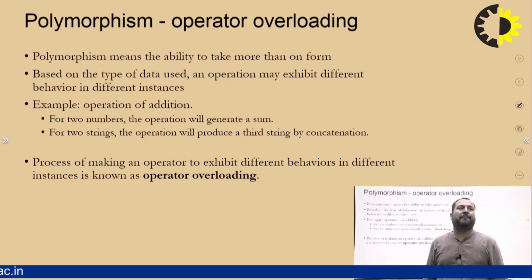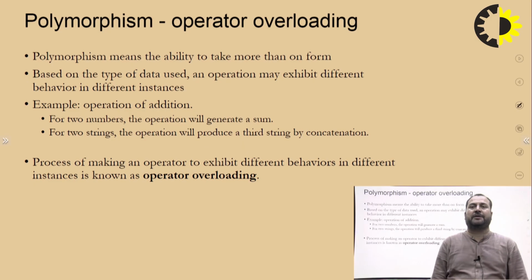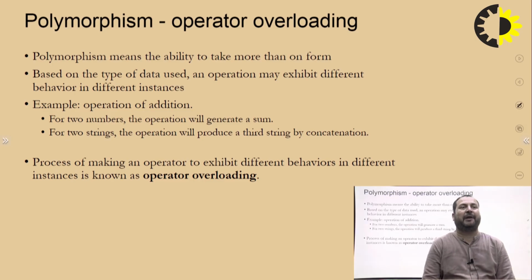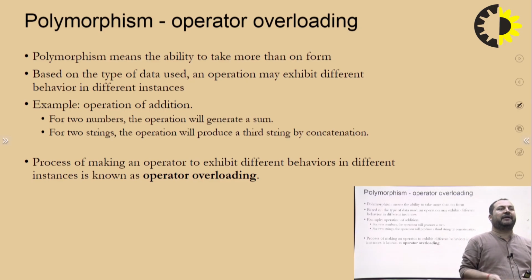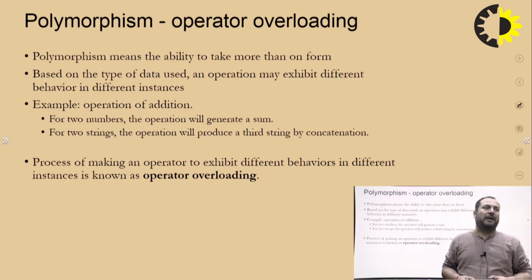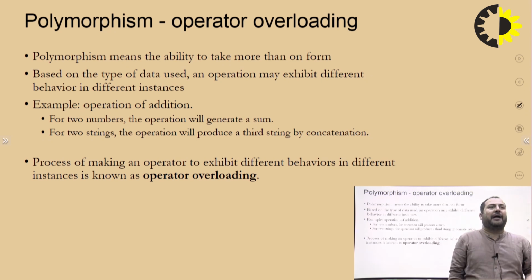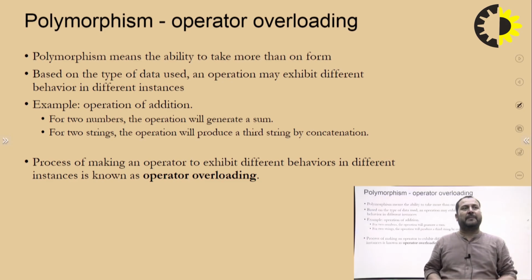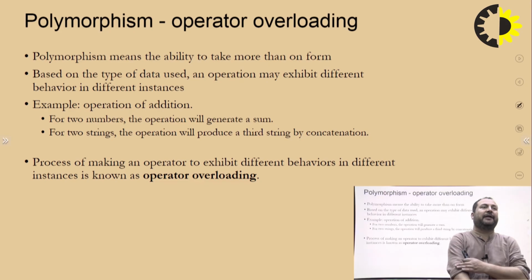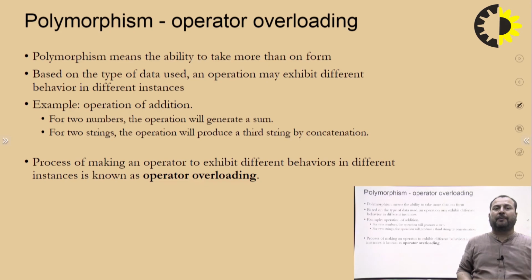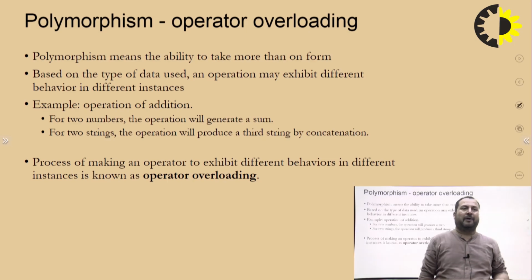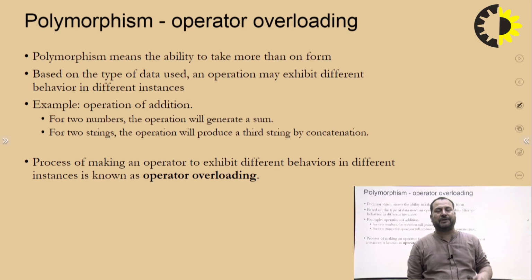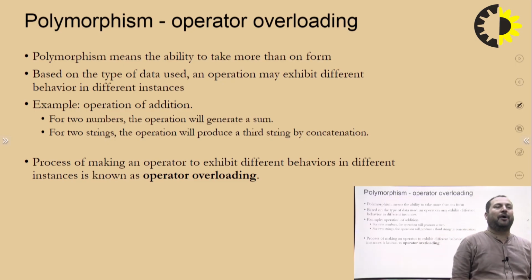Polymorphism. Polymorphism basically comes from polymorphous. Polymorphous means one thing has different meanings depending on the context where it is used. So polymorphism means the ability to take more than one form. Based on the data type used, an operation may exhibit different behavior in different instances. The concept of polymorphism is implemented using function overloading or operator overloading.